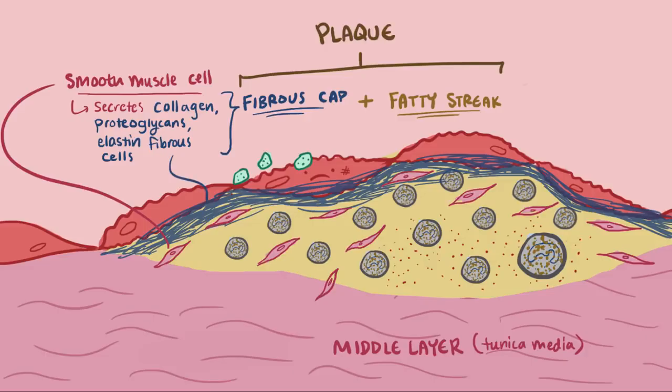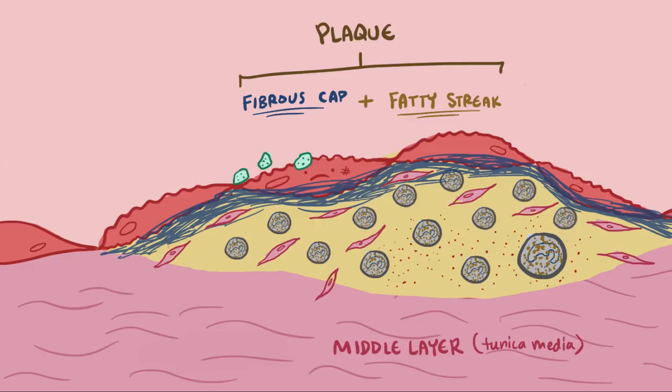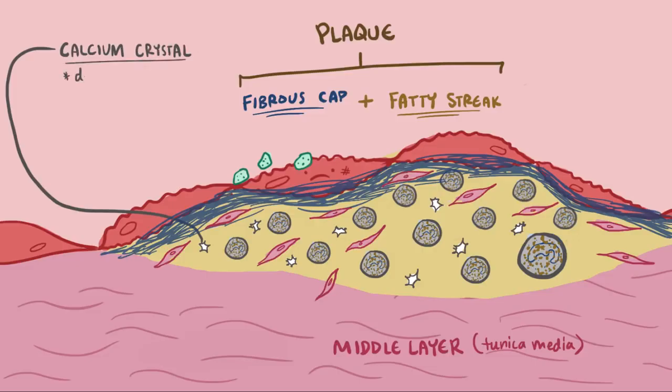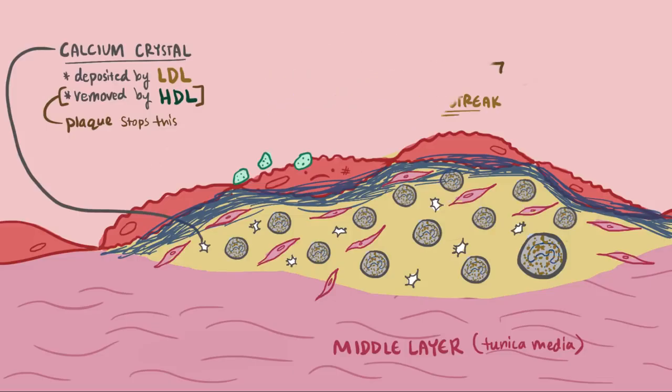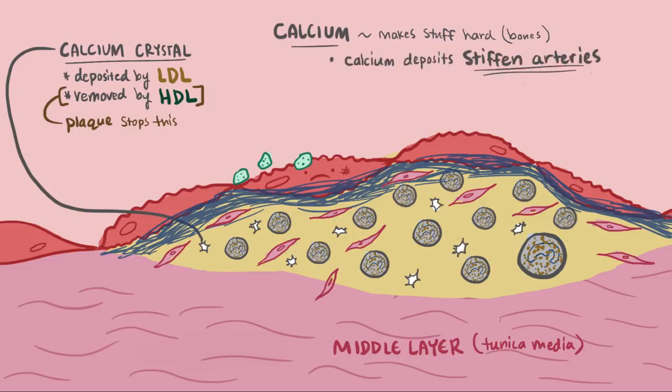and together both the fatty streak and the surrounding fibrous cap is called plaque. The presence of fatty streaks cause the underlying smooth muscle in the blood vessel wall to also start depositing calcium into the plaque, creating crystals. Normally, calcium is deposited into the vessel wall by low-density lipoproteins and is then removed by high-density lipoproteins. The accumulation of plaque in the vessel messes up the ability of the high-density lipoproteins to remove calcium from the vessel, so a buildup of calcium occurs in the vessel wall and it crystallizes. Now remember, calcium makes stuff hard, which is why your bones are full of calcium, right? So this deposit of calcium into the plaque is what stiffens the walls of the arteries.